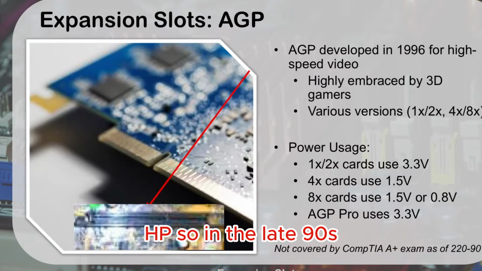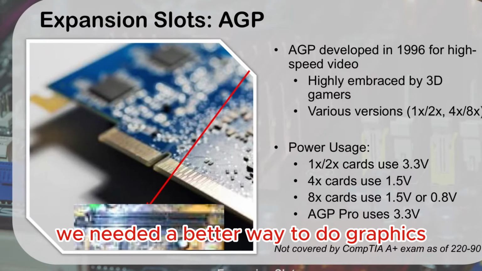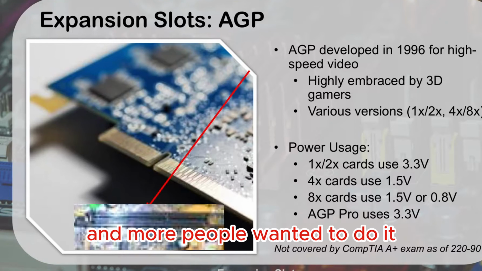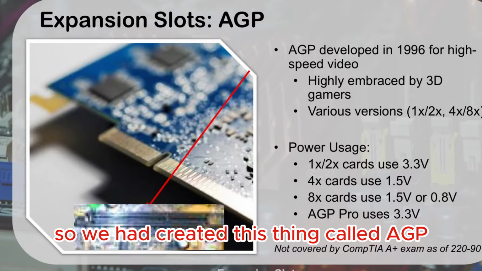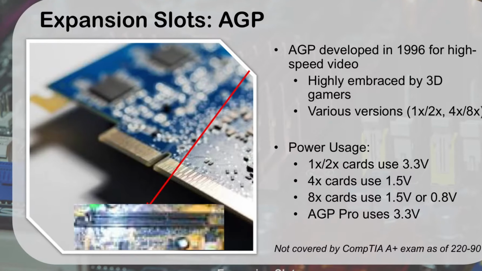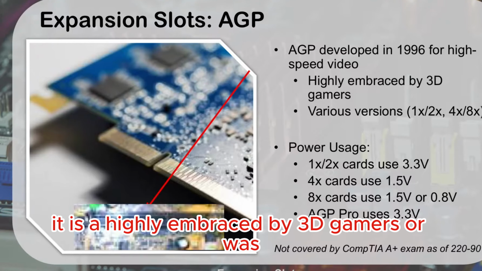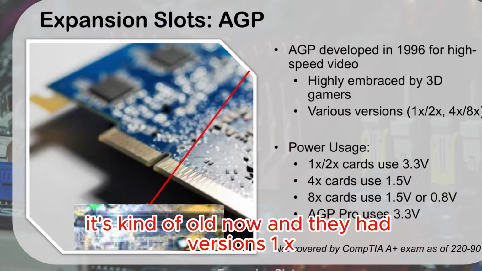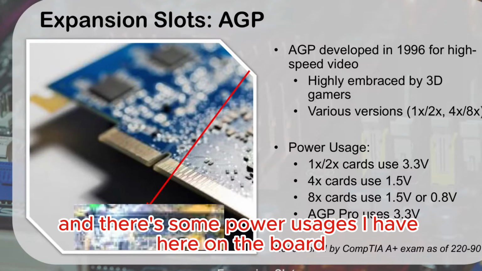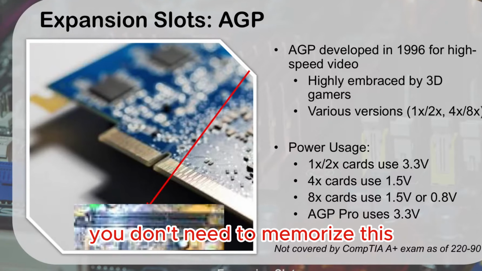AGP. So in the late 90s, we needed a better way to do graphics because video gaming became better and more people wanted to do it. So we created this thing called AGP, Advanced Graphics Processing. It was highly embraced by 3D gamers. It's kind of old now. And they had versions 1x, 2x, 4x, and 8x. There are some power usages I have here on the board. You don't need to memorize this.